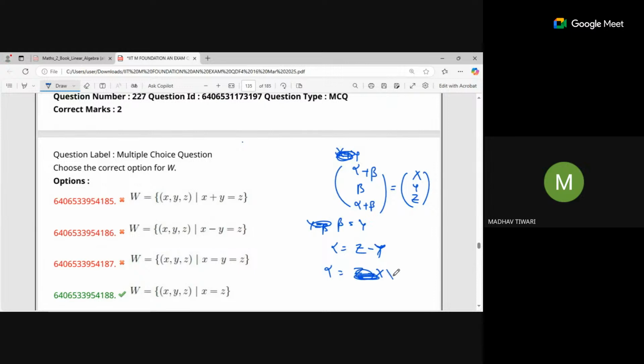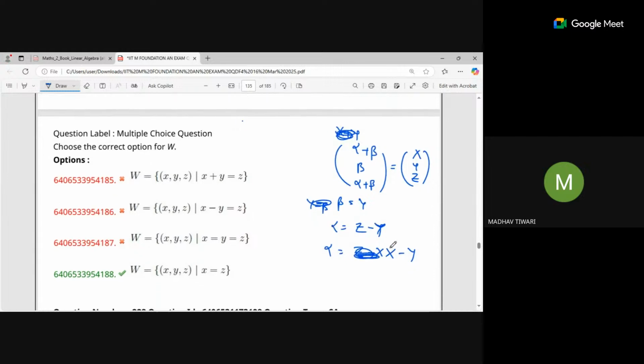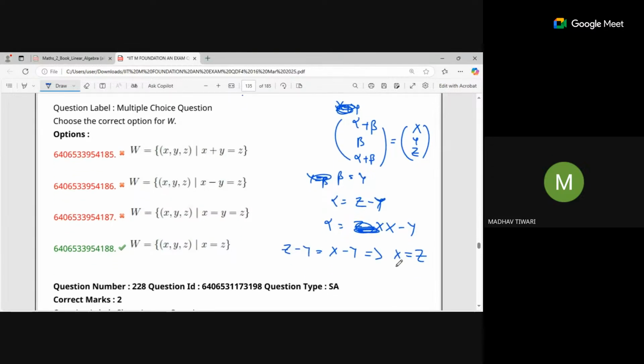Z minus x or x minus y, it is x minus y. So alpha values are the same. So if I equate these two values, I get z minus y is equal to x minus y. From here I got x is equal to z. So this is my equation of W. All vectors in this form, where x is equal to z, will be inside my W. Okay. So let's move on.